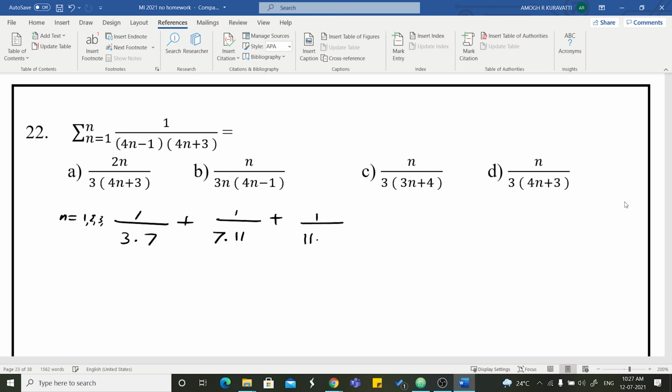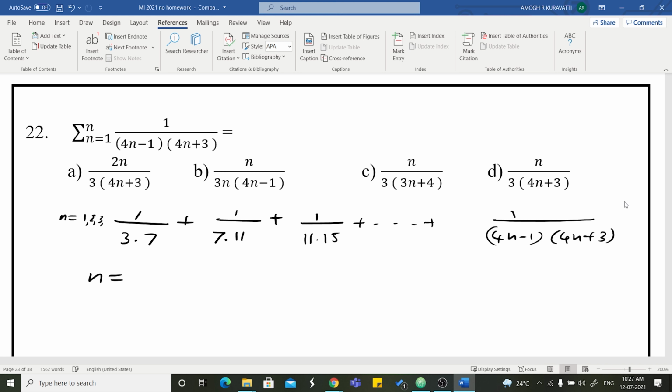12 minus 1, 11. N is 3, 12 plus 3, 15. And so on. Nth term is given by 1 by (4n minus 1) into (4n plus 3). First, remove the sigma. This is the series. Now check it.